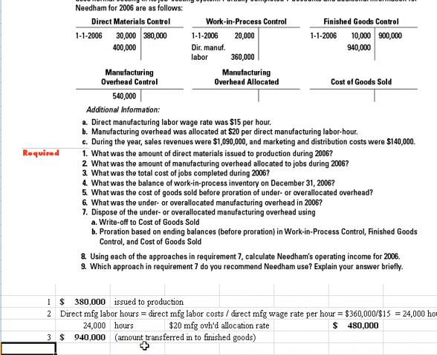We can see that right there. All right, what's number 4 say? 4 says, what was the balance of work in process inventory on December 31st, 2006?